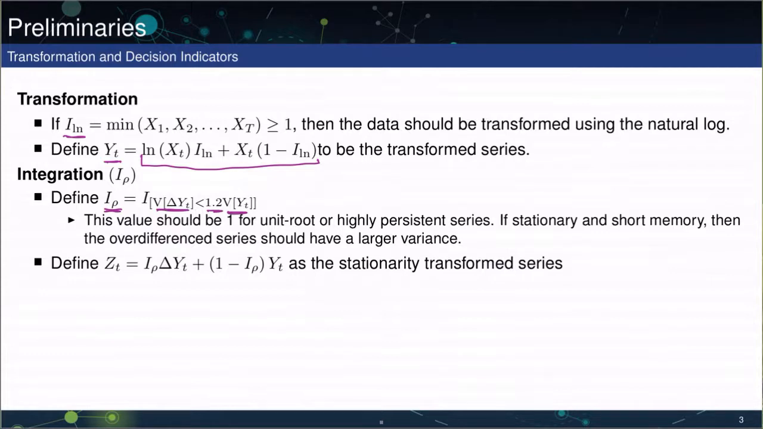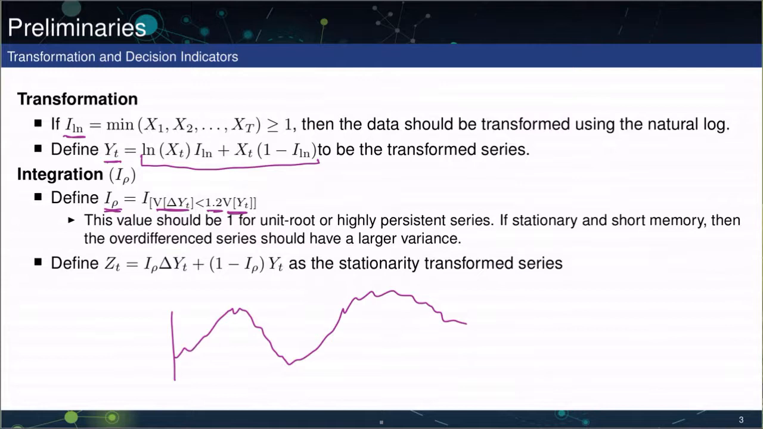The idea here is that if we have, say, a random walk process that's highly persistent, it is moving around, then the variance of the difference, which is just the innovation to the random walk process, should be fairly small compared to the variance of the random walk process, which of course we know diverges in large samples.